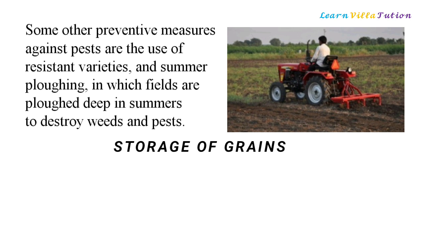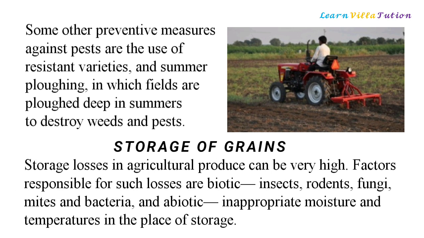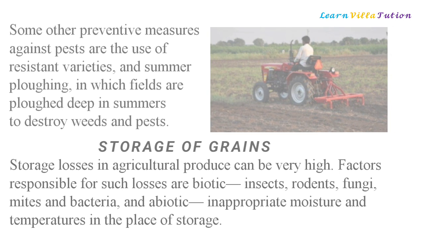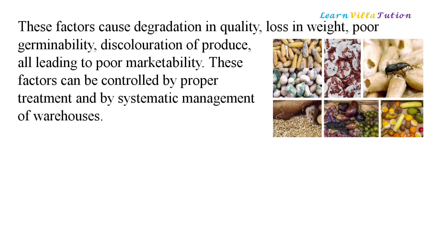Storage of grains. Storage losses in agricultural produce can be very high. Factors responsible for such losses are biotic: insects, rodents, fungi, mites and bacteria, and abiotic: inappropriate moisture and temperatures in the place of storage. These factors cause degradation in quality, loss in weight, poor germinability, discoloration of produce, all leading to poor marketability. These factors can be controlled by proper treatment and by systematic management of warehouse.